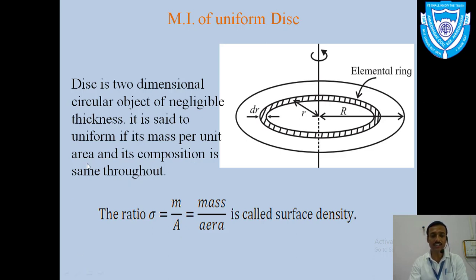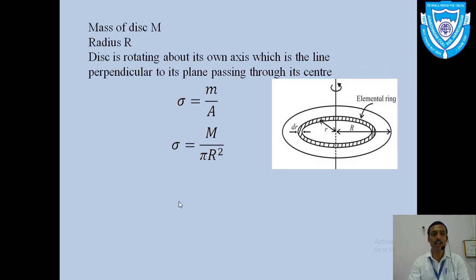Here surface density is denoted by sigma. Sigma is equals to mass upon area. Here m, capital M is nothing but mass of this ring. Radius r, I denoted here radius r, radius of the disk. Disk is rotating about its own axis which is perpendicular to its plane.